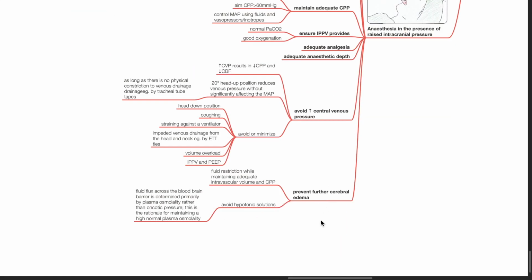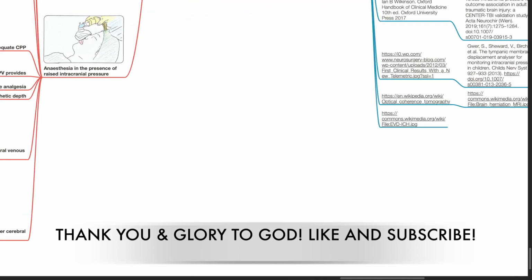Prevent further cerebral edema: fluid restriction while maintaining adequate intravascular volume and cerebral perfusion pressure. Avoid hypotonic solutions such as dextrose 5%. Fluid flux across the blood-brain barrier is determined primarily by plasma osmolality rather than oncotic pressure. This is the rationale for maintaining a high normal plasma osmolality. These are my references.